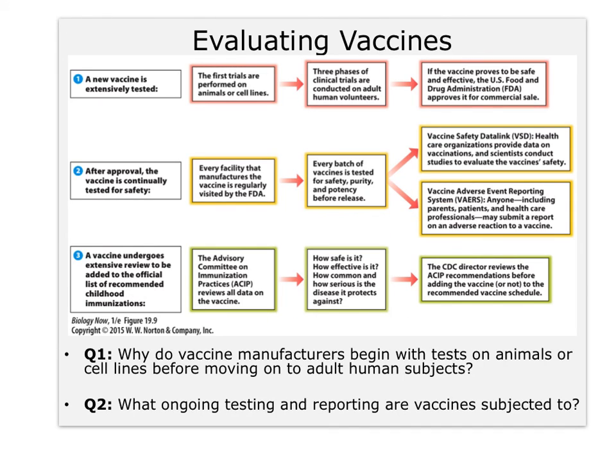So why do we start testing on animals or cells? Because we want to make sure it's safe first. We don't want to test on humans. We don't want to risk lives. It's always been tested in lots of ways first to make sure it's very safe for human beings.